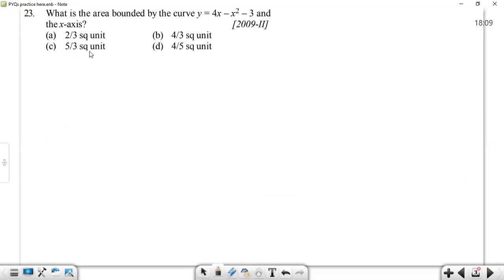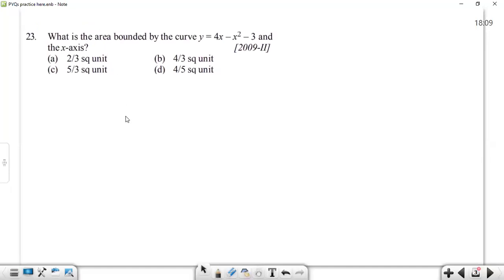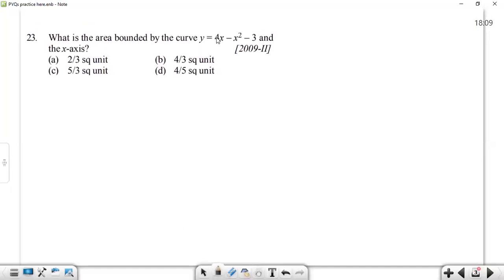Going ahead, discussing the first question. What is the area bounded by the curve and the x-axis? Now here, we can simply see there is a curve and the x-axis. The x-axis equation is y equals 0. So let's find the intersection points first. 0 equals 4x minus x cube, x square minus 3. Multiplying by minus sign on both sides, 0 will remain 0. It will become 0 equals x square minus 4x plus 3.